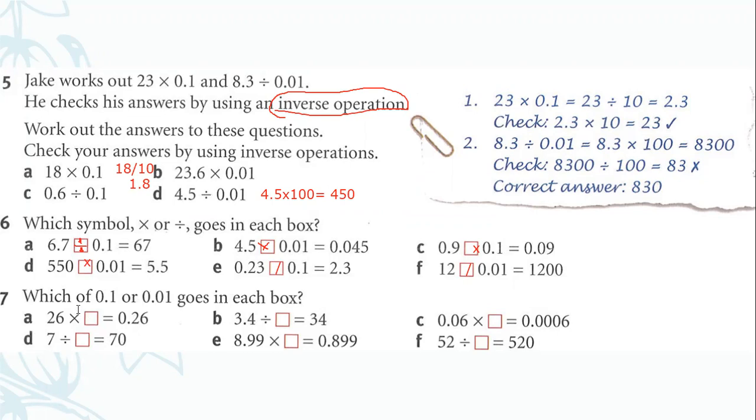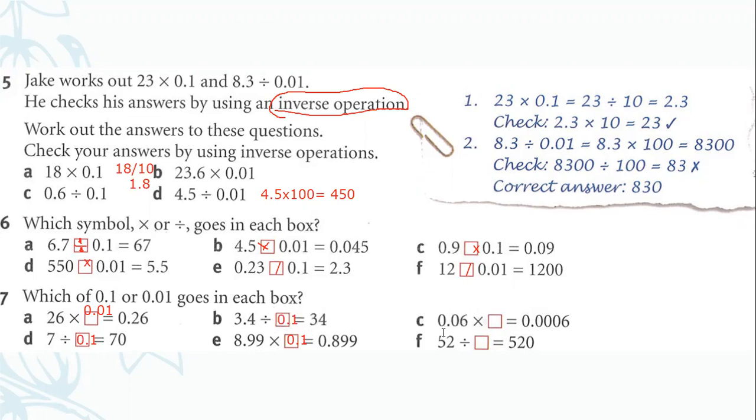So here we write 0.01, and here the point is moving one time. So here we write 0.1. Okay, so here the point is moving how many times? One time. Okay, so here we write again 0.1.